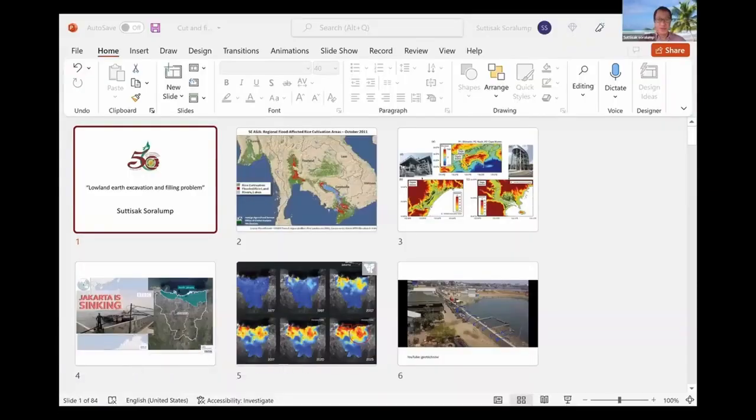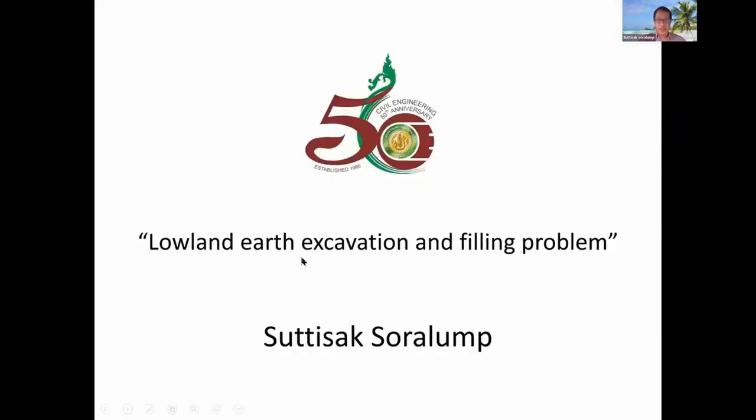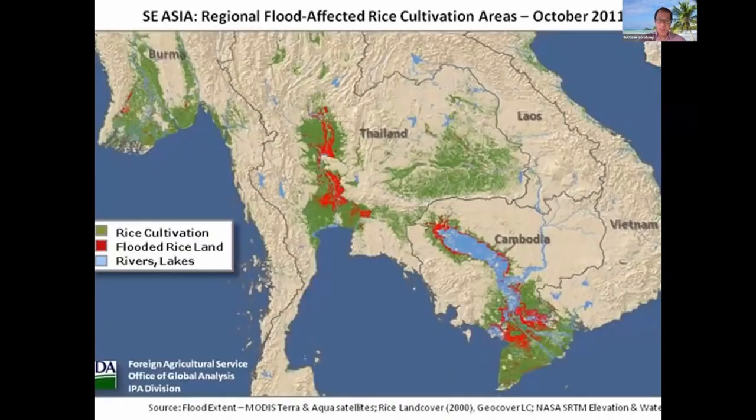Today's topic that I'd like to discuss and give some thought to our young civil engineers relates to the lowland earth excavation and filling problem. A lowland city is a city that is very close to sea level. You can see the area of the rice paddy fields in Burma, Thailand, and Cambodia. These are all lowland cities.